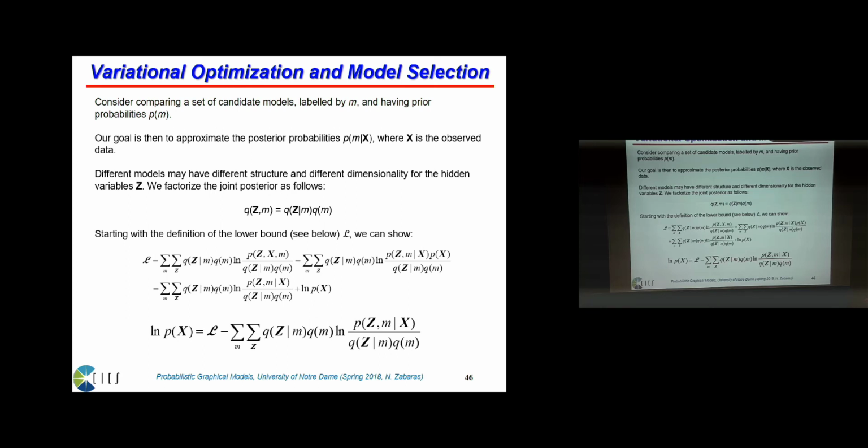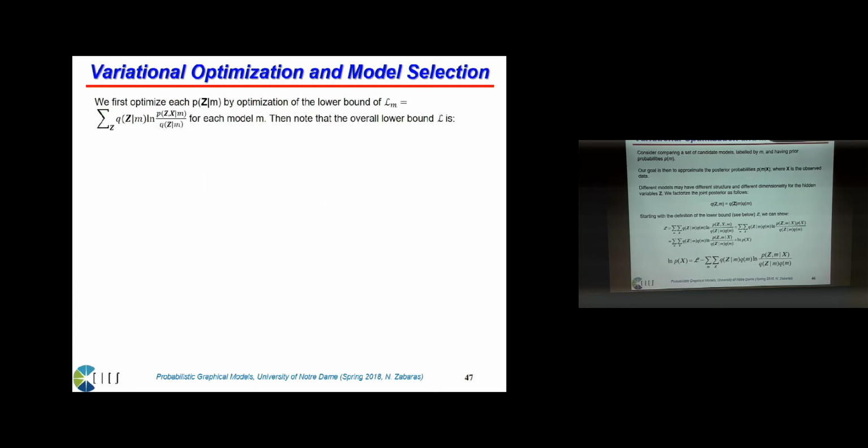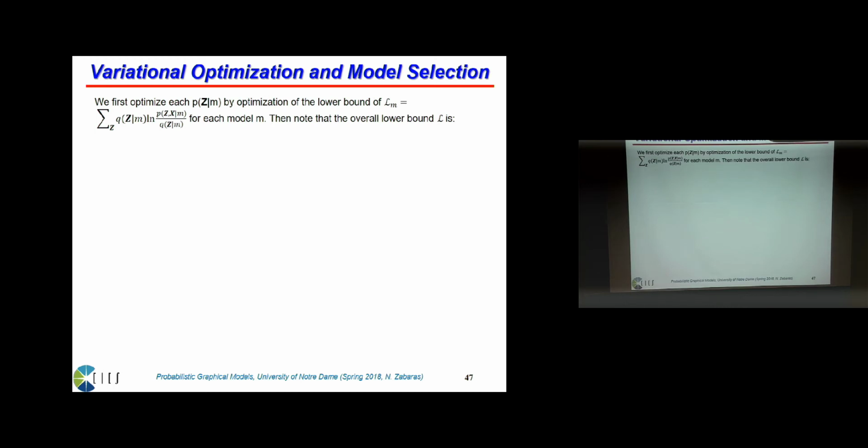Does this remind you of anything? Remember the fundamental identity, that the log likelihood is equal to the lower bound plus what else? The KL divergence. The only difference here is that instead of the posterior of Z, I have the posterior of Z and M. So nothing really has changed. But I haven't been very informative on how you compute Q of M. So let's see what we can do.